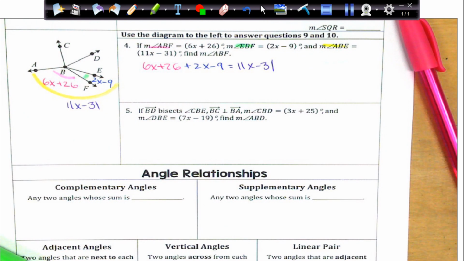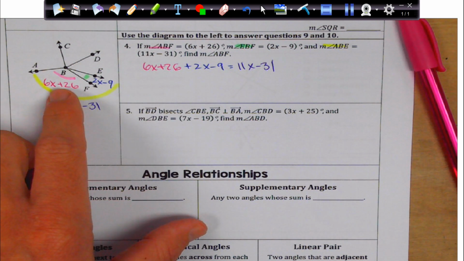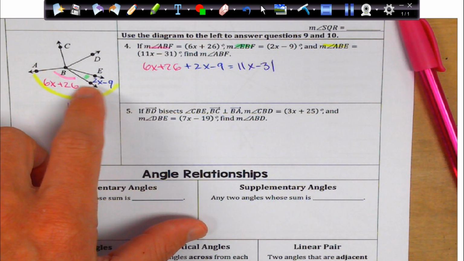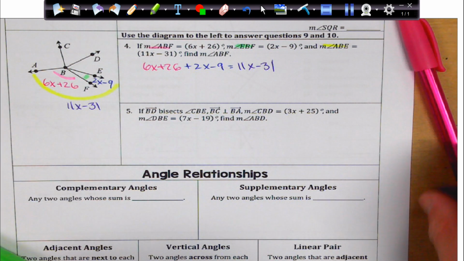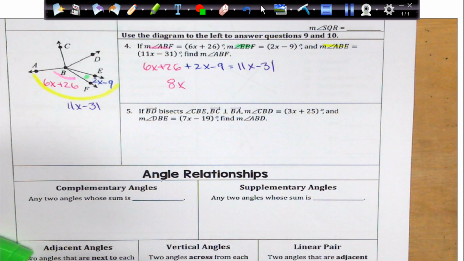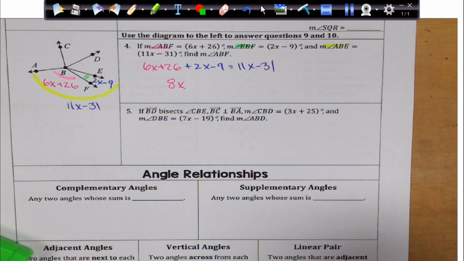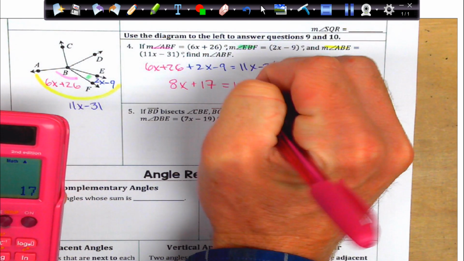And again, we're using algebra here, so a lot of things are variables. It sometimes confuses students, but we know this plus this will equal this based upon our image. So we can combine like terms. 6x and 2x is going to give me 8x. 26 minus 9 should give me 17. I'm just going to double check with my calculator that I don't make a mistake on that, but I'm good. We get 11x minus 31.